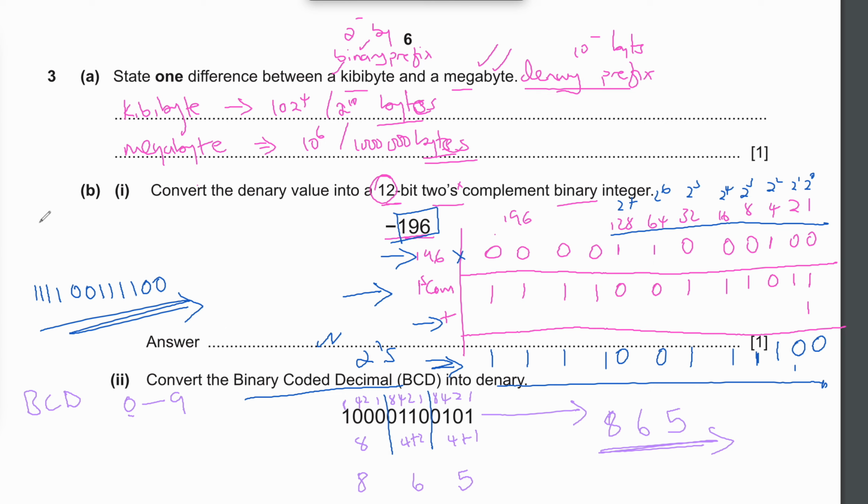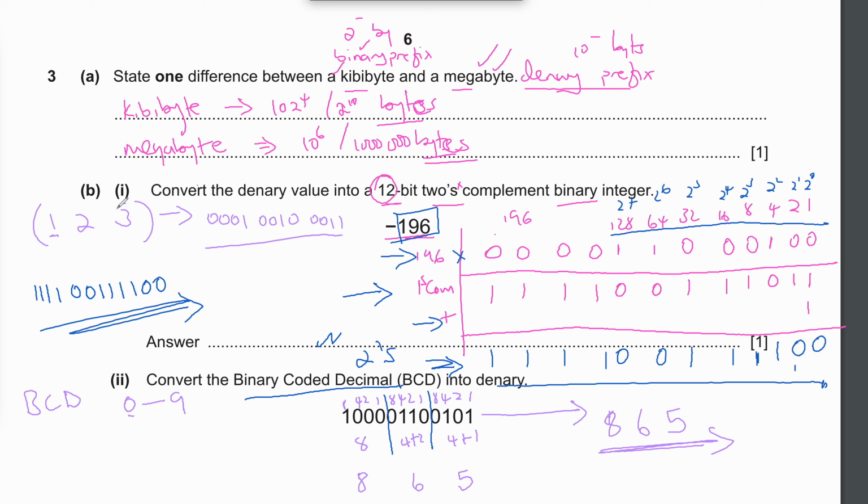So if I have a number like 1, 2, 3, then converting this to BCD, 1 has to be in 4-bit binary, like 0001. 2 has to be in 4-bit binary, like 0010. 3 has to be in 4-bit binary, like 0011. This is the representation of this number in its BCD state.